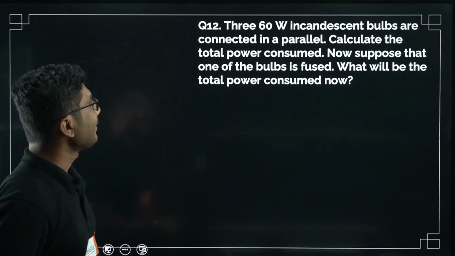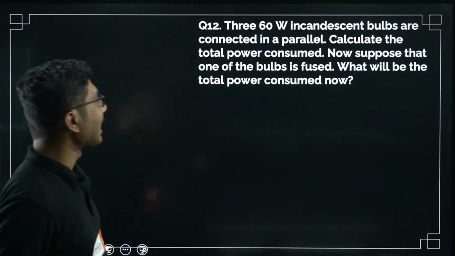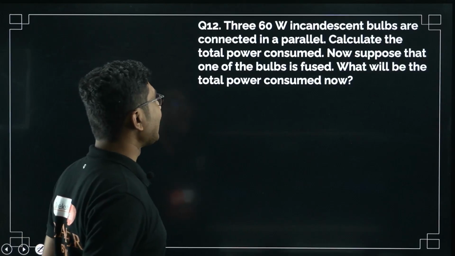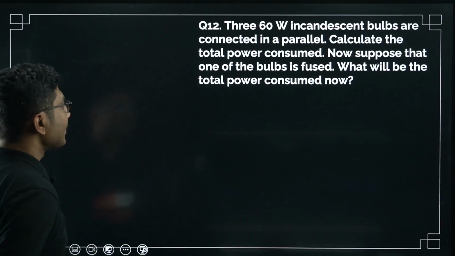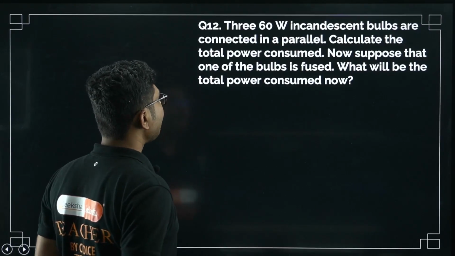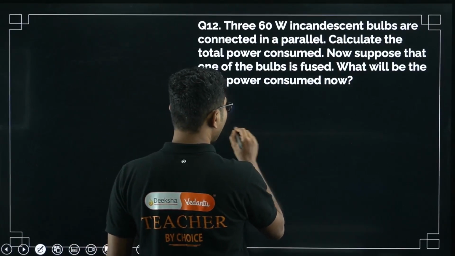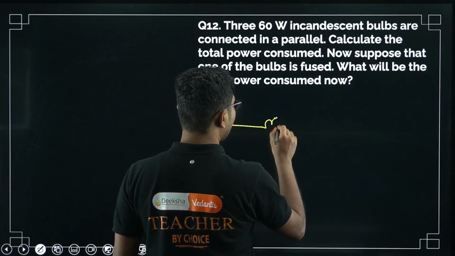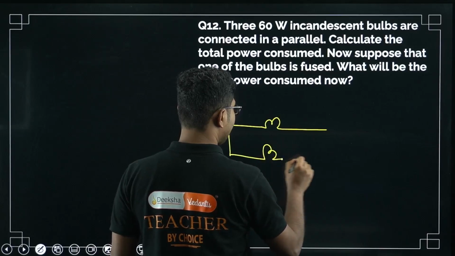Now the next question. 3 60 watt incandescent bulbs are connected in parallel. Calculate the total power consumed. Now suppose that one of the bulbs is fused. What will be the total power consumed now? So now we have 3 60 watt bulbs connected in parallel.